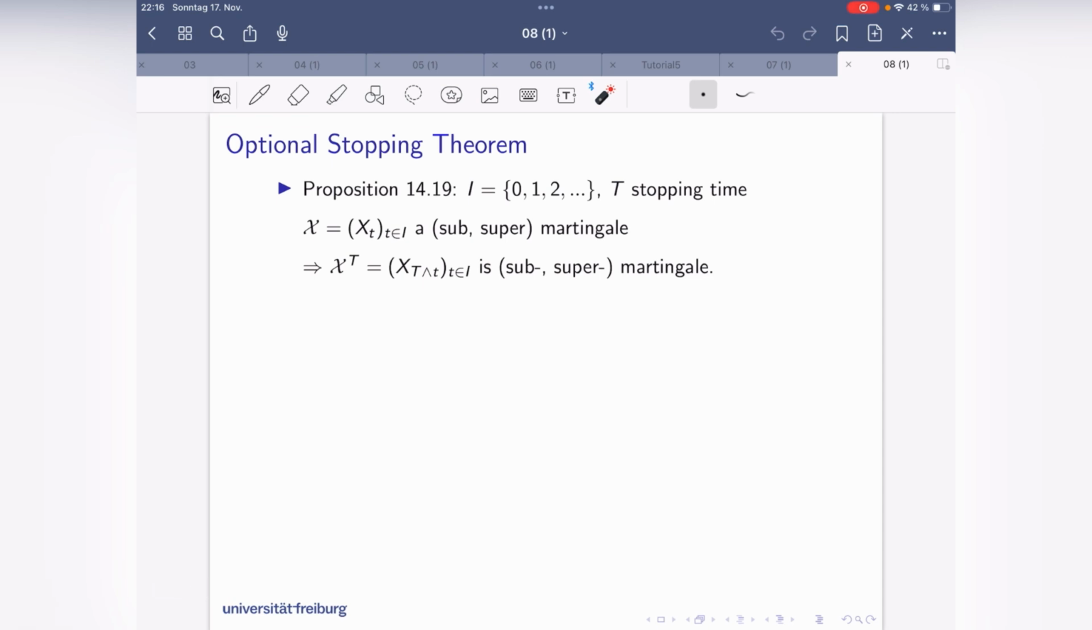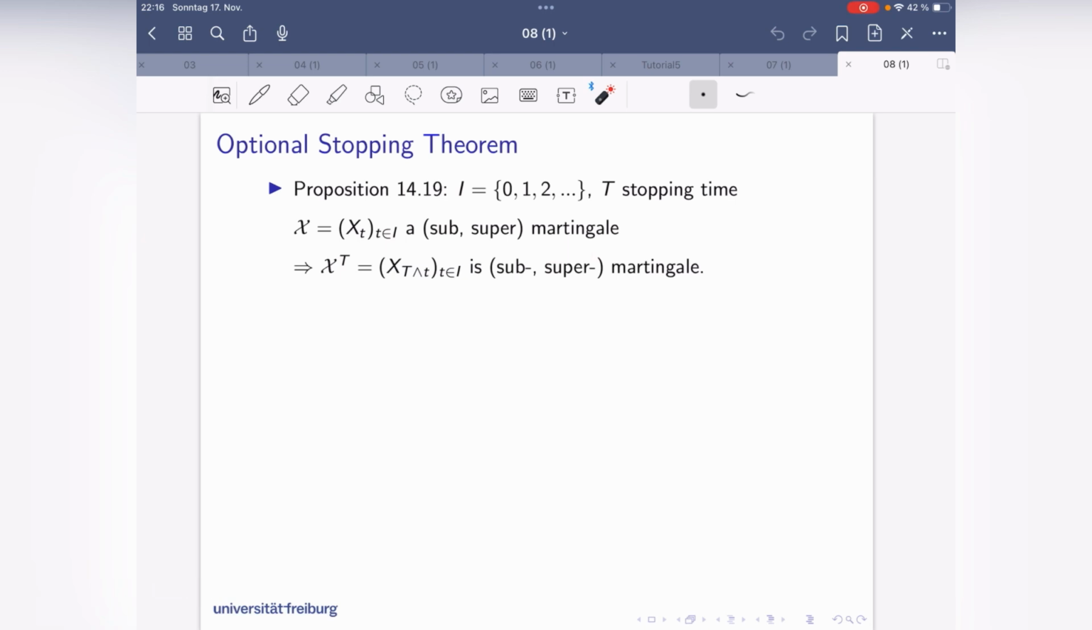First of all, we can have a martingale X, and we can ask ourselves, if I stop this martingale at a stopping time, does it stay a martingale? And the answer is yes, and that's the optional stopping theorem. The same holds true for sub and super martingales. So let's prove the thing for submartingales. And the same holds then also for supermartingales. And since a martingale is a supermartingale which is also a submartingale, it then also holds for martingales.